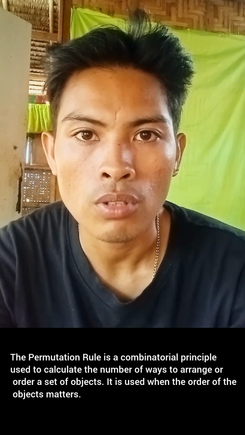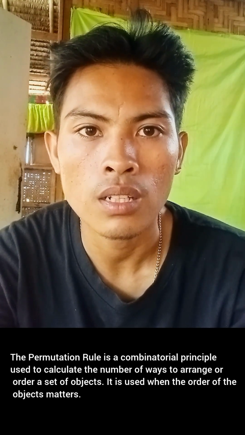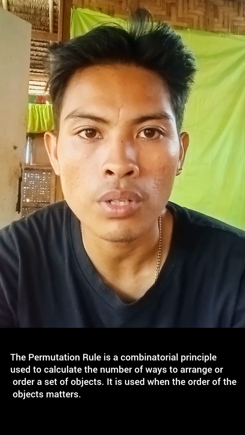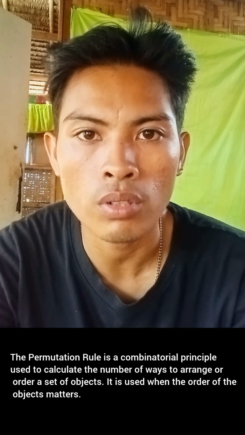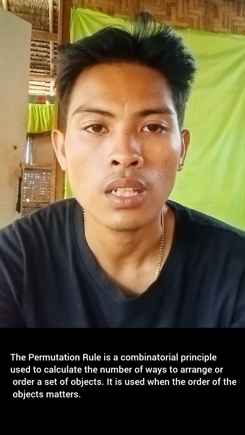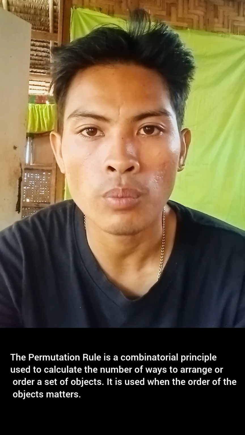The permutation rule is a combinatorial principle used to calculate the number of ways to arrange or order a set of objects. It is used when the order of the objects matters. Here's the permutation rule along with 3 examples and their corresponding formulas.